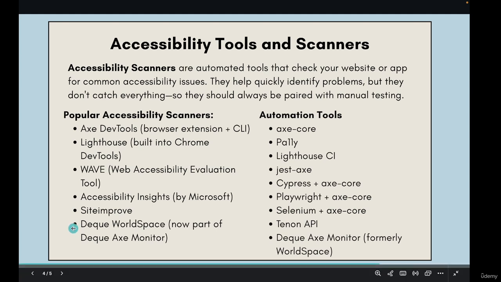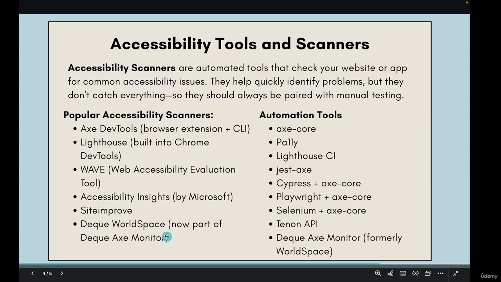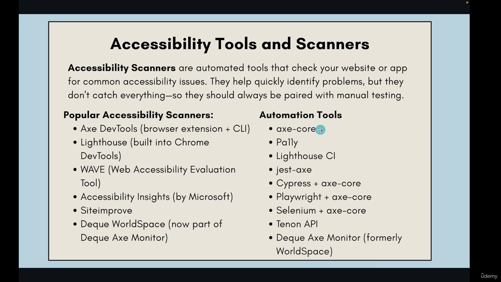Deque WorldSpace, which is now part of axe Monitor. This is an enterprise-grade accessibility management platform for teams. It offers automated testing, monitoring, and compliance tracking across large digital ecosystems. So some of these can be used for automation and manual testing. But here are some that are specifically good for automation.